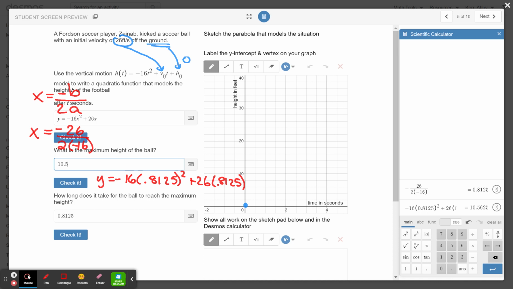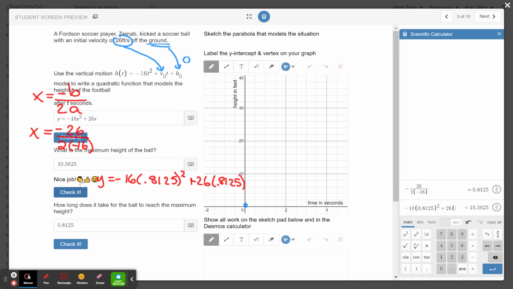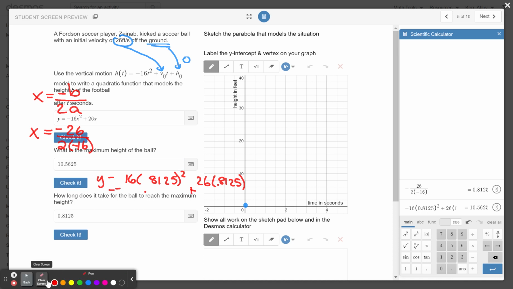So 10.5625. So then you want to draw that point. So your x is a little less than 1, so I'm going to go to the left. And then it's a little above the 10 feet mark. So as long as you just draw a parabola that looks like that, you can label it. There you go.